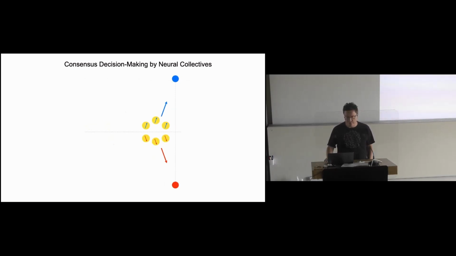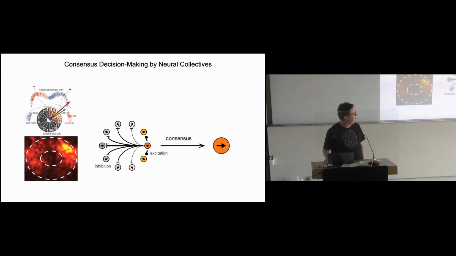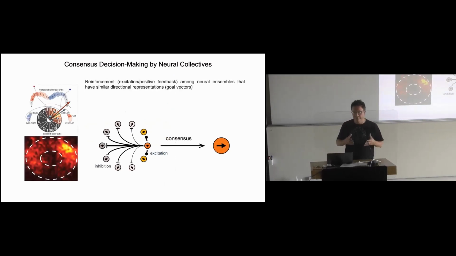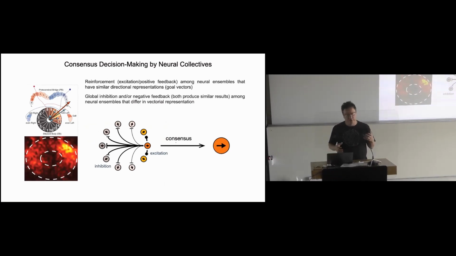But it's the same principle. And I won't go through the details of the model here, but we use a very simple model where there's reinforcement or excitation among neural groups that have a similar preference, and then inhibition between groups that have a different preference, or actually you can just have global inhibition and the results are near identical. And this type of model, for those familiar with this, is called a neural ring attractor network. And it's quite commonly used in neurobiology to understand these types of processes.